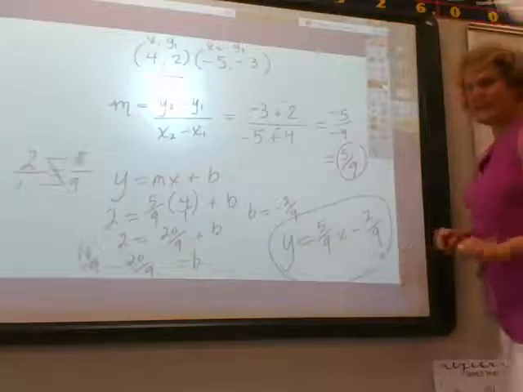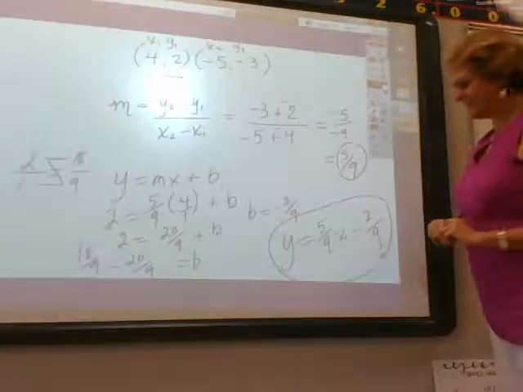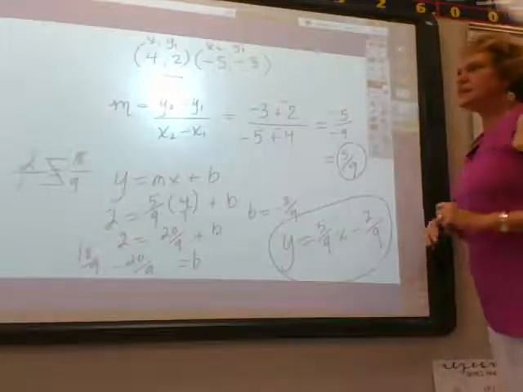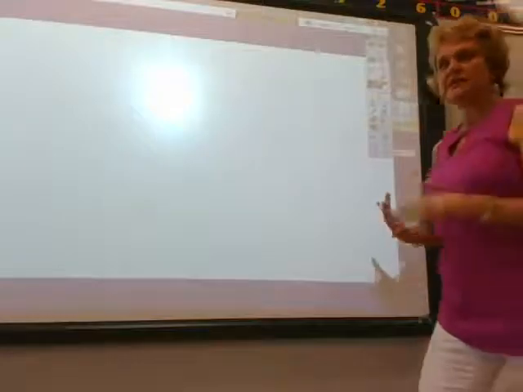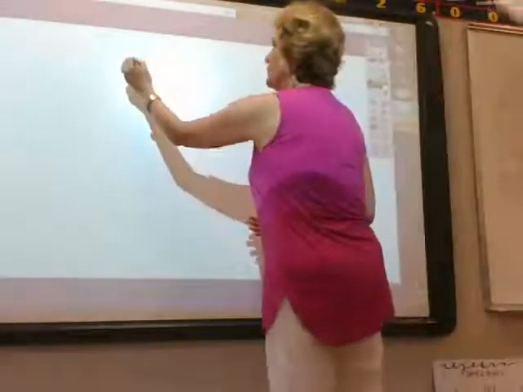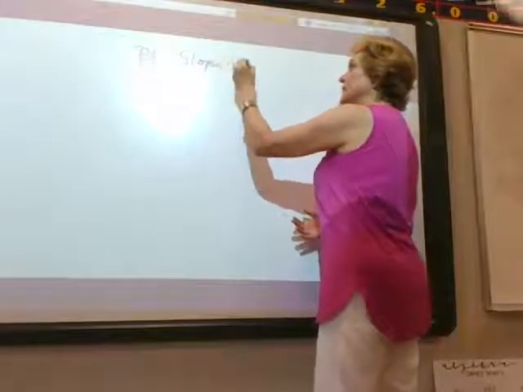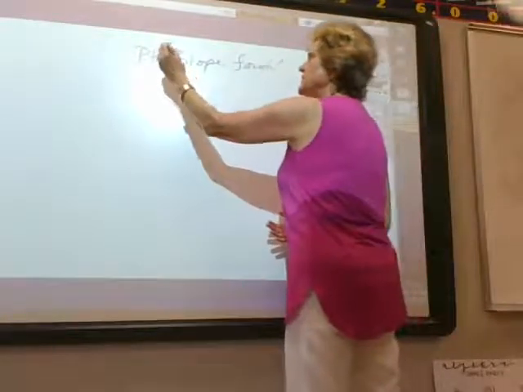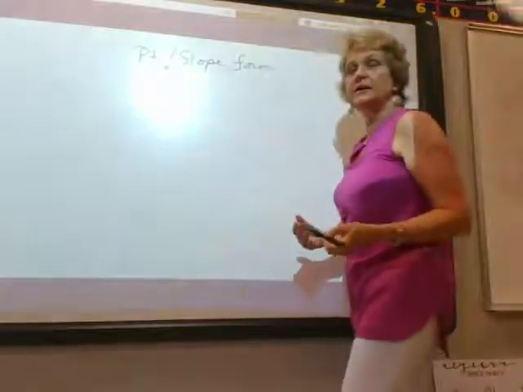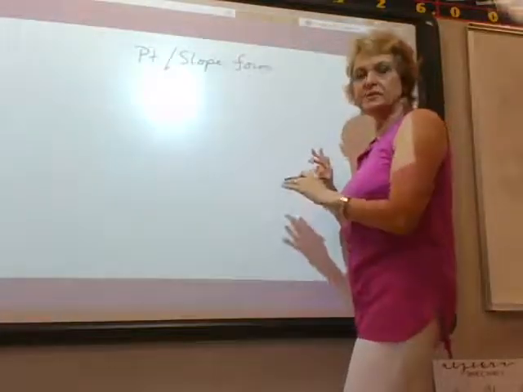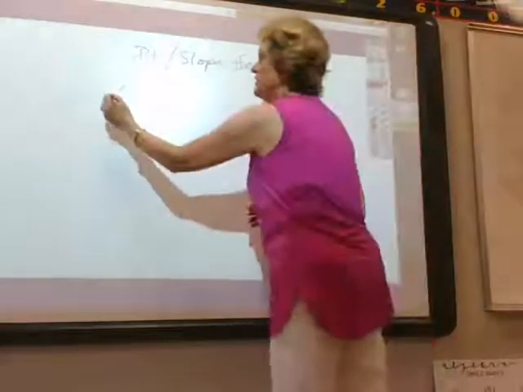Okay, there we have it. Now there is another formula that is not in our book. It's called point slope formula. I'm going to briefly show it to you. Some of you are going to love it. Others of you are going to go, no, I want to do it the other way. So let me just show it to you.